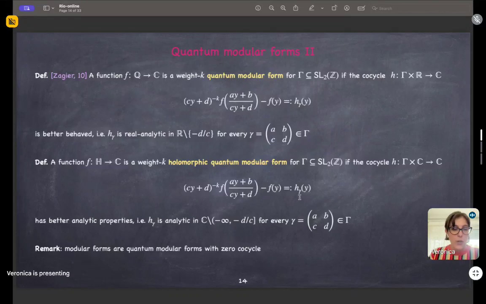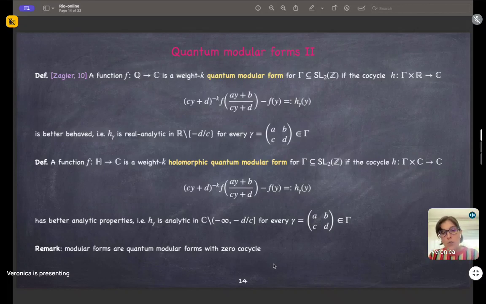And I also have, thanks for your comment, as I was also putting it as a remark, the usual modular forms are also examples of quantum modular forms where the cocycle is always zero because they are invariant. And in a sense, this family of holomorphic quantum modular forms is huge because it contains, I guess, many examples. I will give you some of them in the next slide.